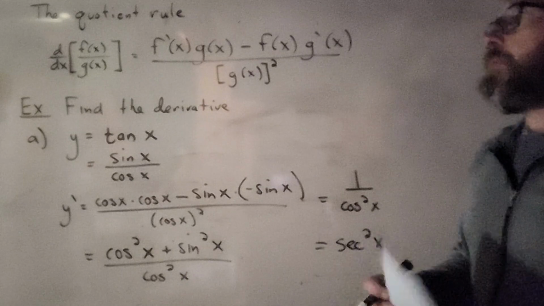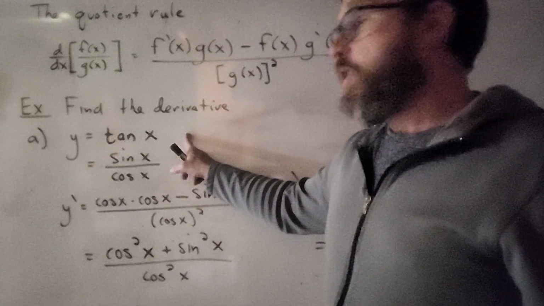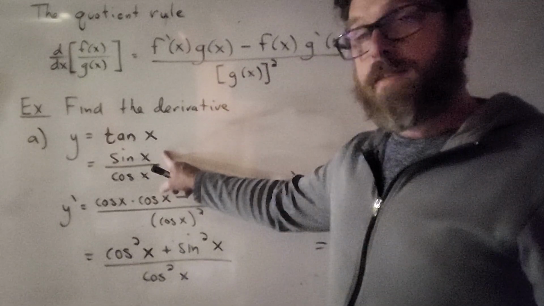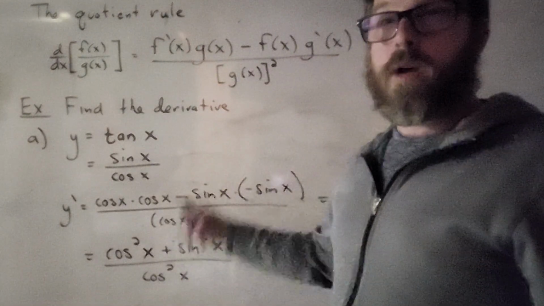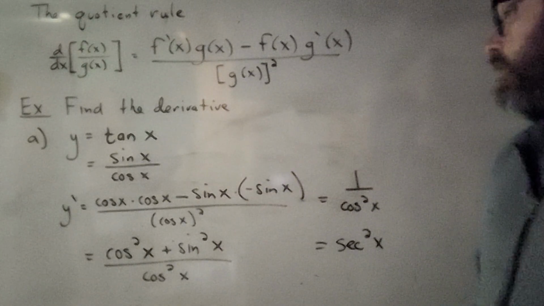Which kind of helps. When you want to find the derivative of trig functions, you really only need to know the derivative of the sine of x and the derivative of the cosine of x, along with the quotient rule, and you can derive the derivatives of the other four trig functions.